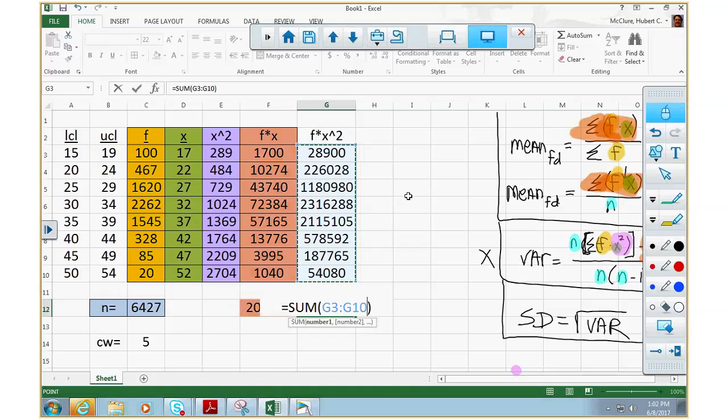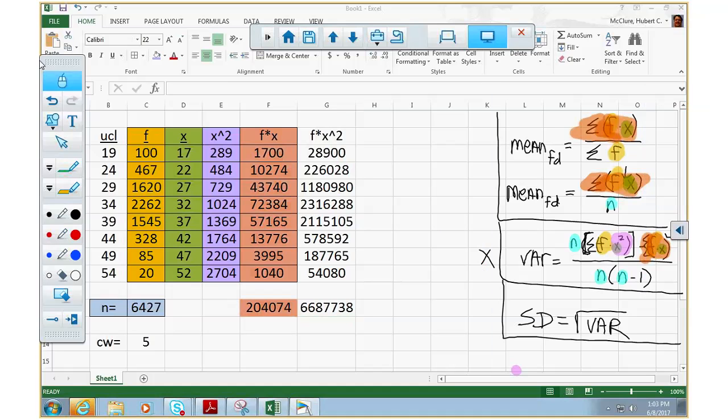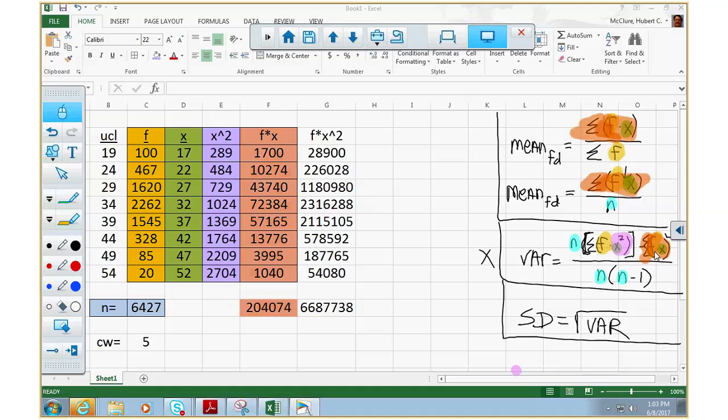Okay, so when you're doing F times x squared, it's not the column on the left of x squared. No. Look at the colors. That's this right here. We're going to square that number. See that square right there? We haven't colored that square yet. That means we haven't done it yet.